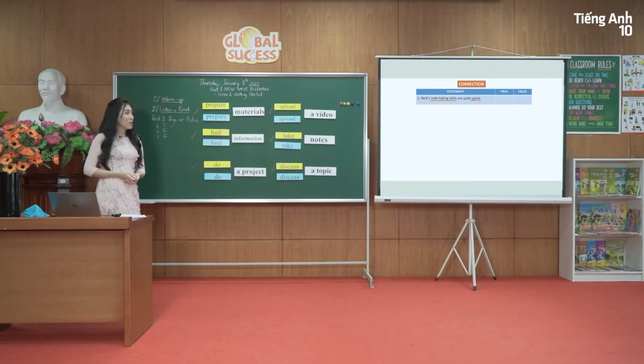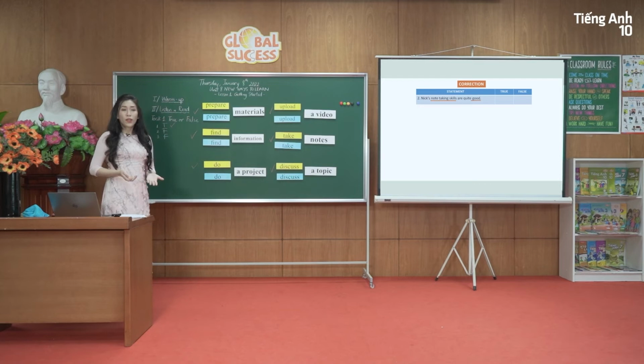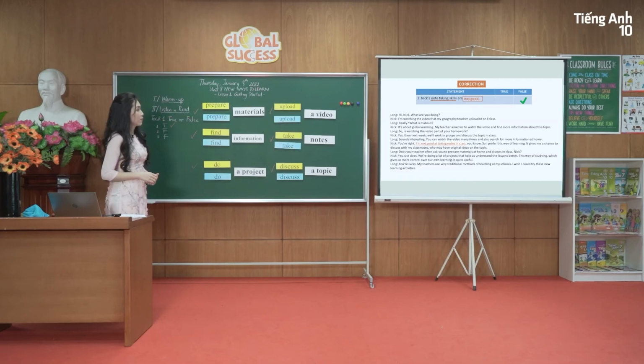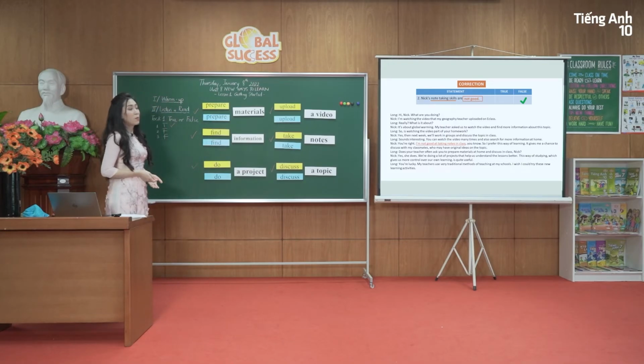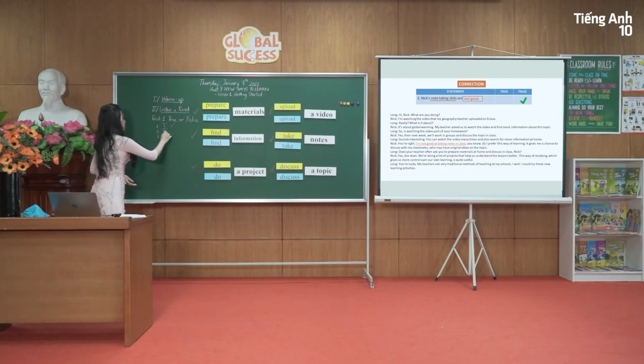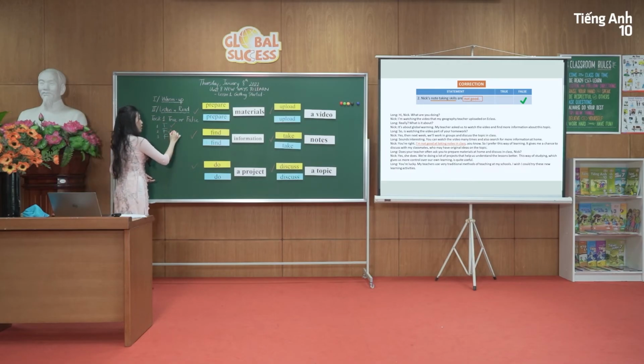So the second statement is, Nick's note-taking skills are quite good. What are the key words? Good job. The key words are note-taking skills and good. Let's find these keywords in the text. So you can see that Nick says, I'm not good at taking notes in class. So the statement is false. I got it correct. And we would change good into not good.